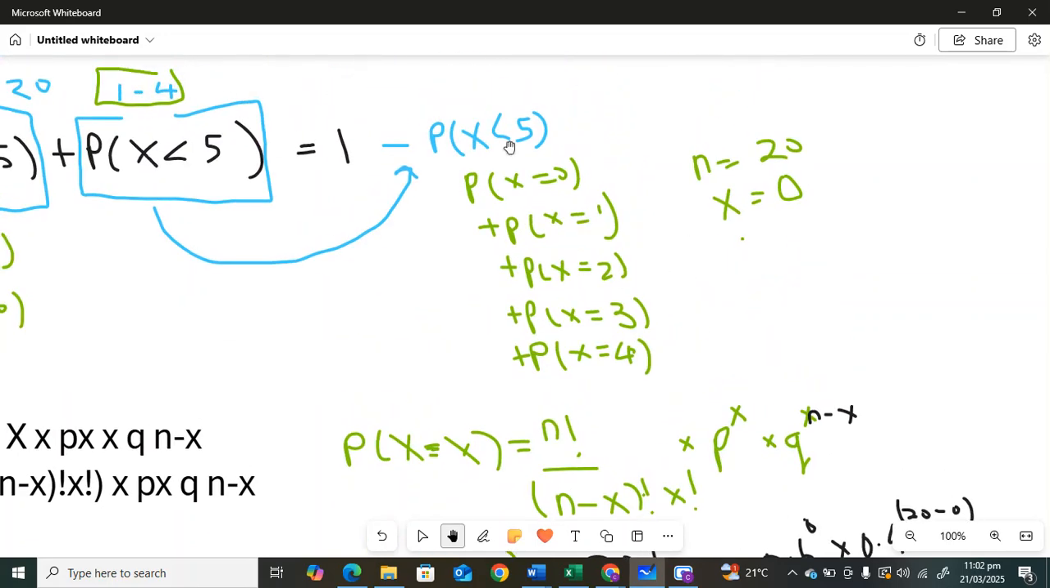Because remember, according to this formula, we find the probability that less than 5 students prefer working in the banking industry. So that includes from 0 students up to 4 students. So that's where the 0 is coming from, okay? Since we want to get the probability that less than 5 students prefer working in the banking industry.